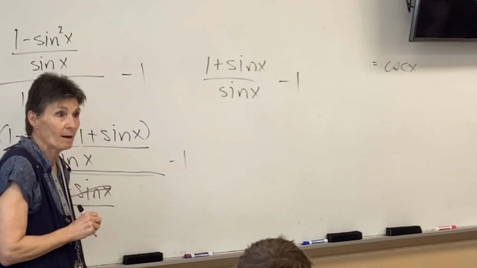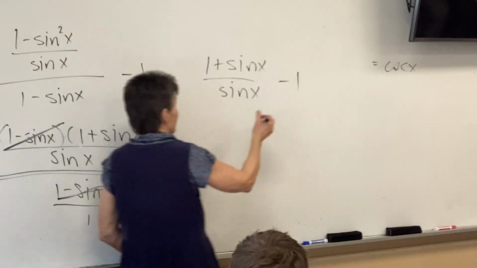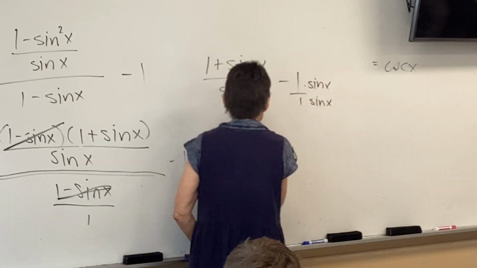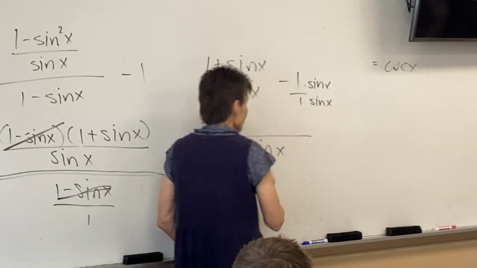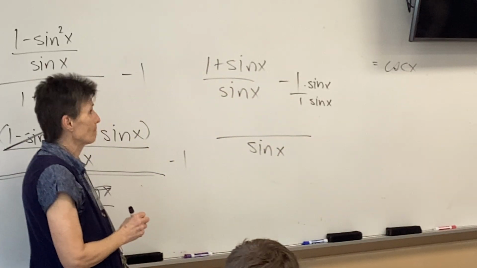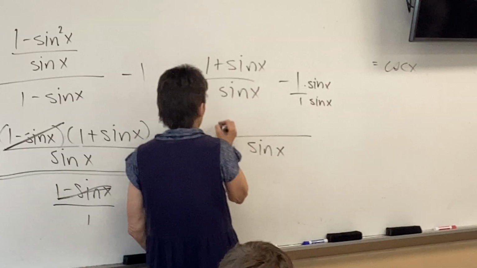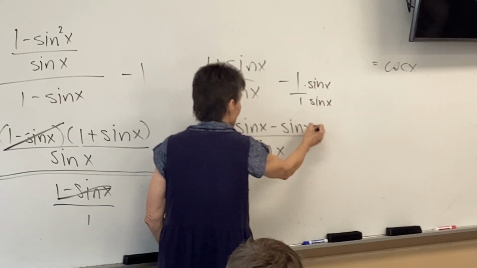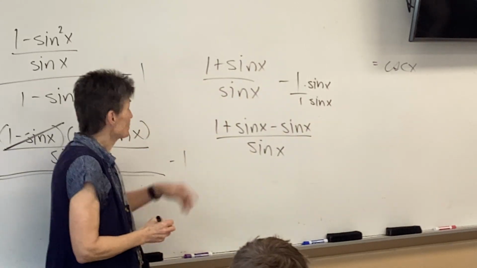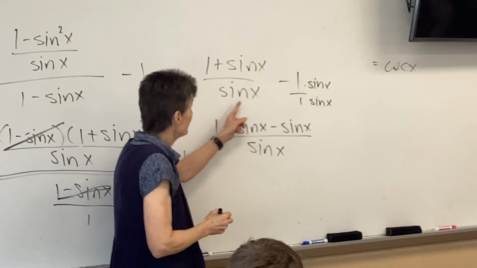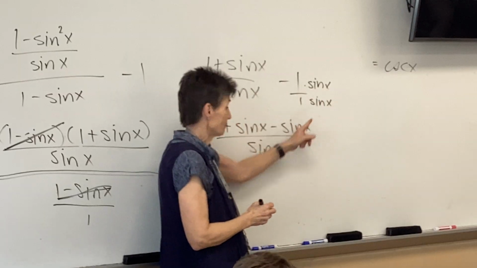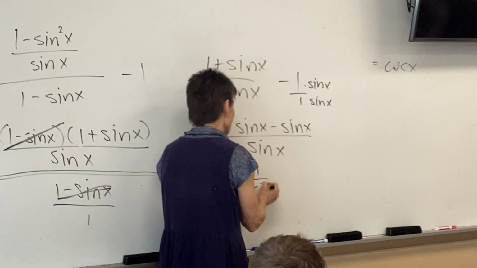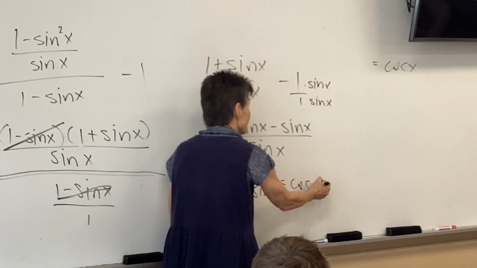So I need a common denominator now, so I can subtract. So my denominator is sine. And what's my numerator? 1 plus sine minus sine. So 1 plus sine over sine minus sine plus sine. What happens? 1 over sine, which is indeed cosecant.